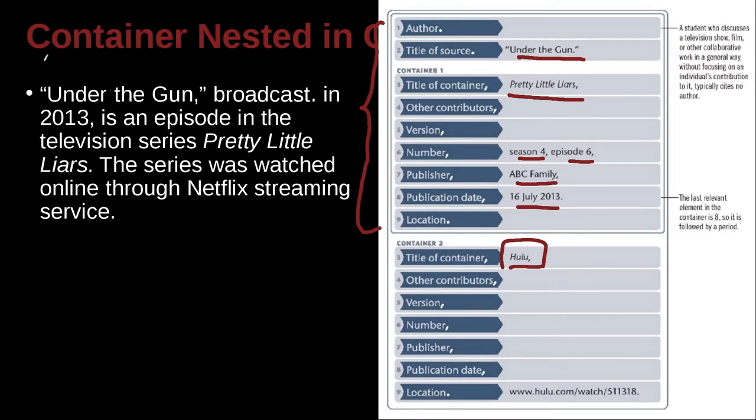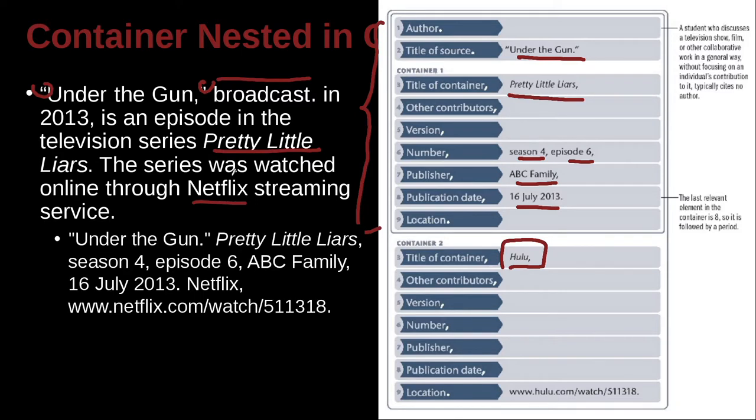So we don't have the name of a director or an author, but rather what we have is the episode, in quotation marks, and it is a broadcast. This little word here is telling us what it is. It's a broadcast, a television show. And it was in 2013. This is an episode of Pretty Little Liars. And it was on Netflix. Okay, that's a lot of good information. How do we write it?